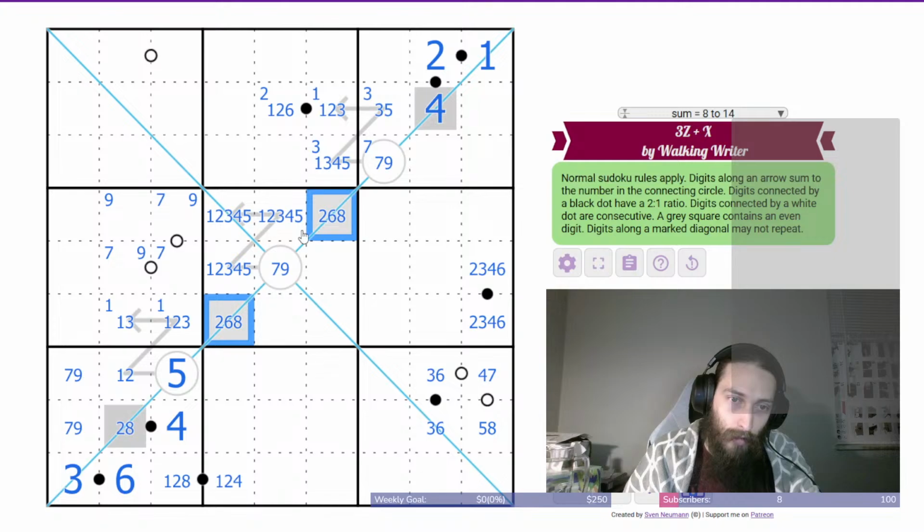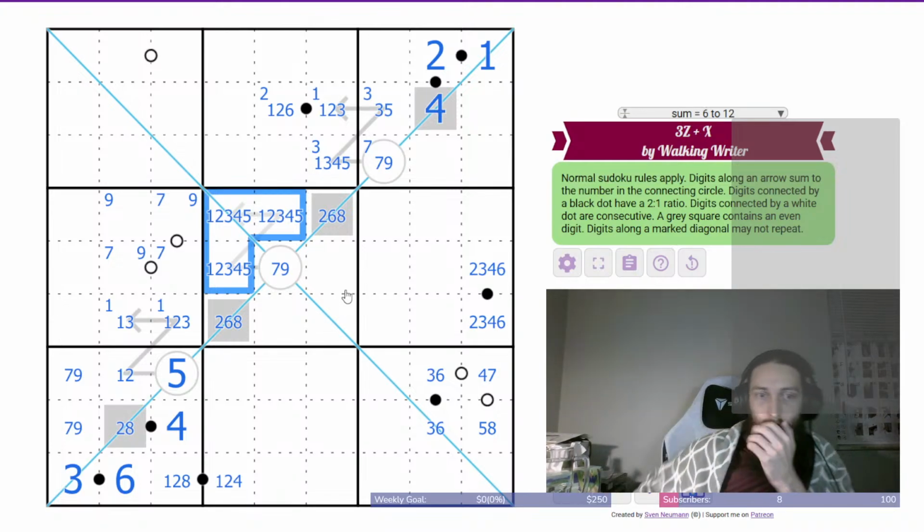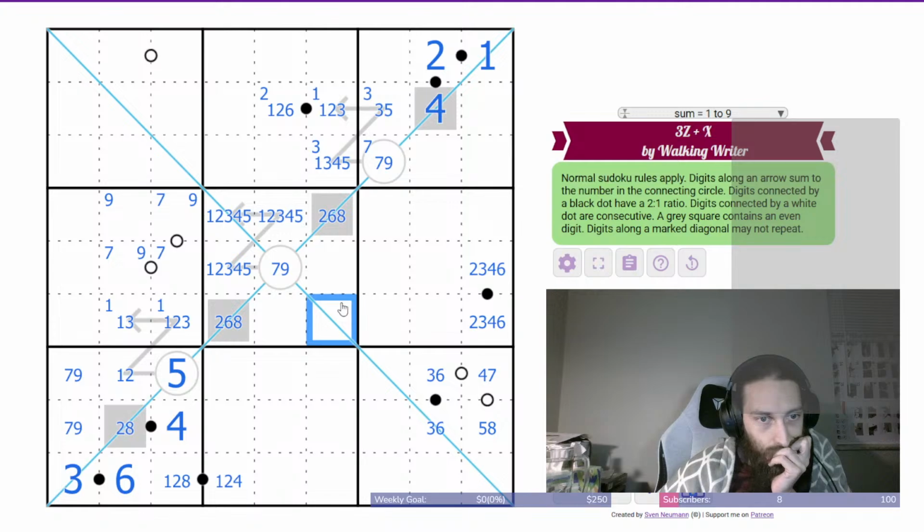But one of these two has to be a 6. So for this to be an 8, and this be 2, 6, that would have to be 1, 3, 5. Yeah. So how do we make it that way? I'm not sure.